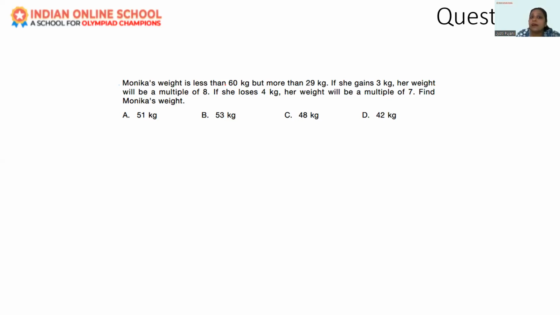They have said Monica's weight is less than 60. Less than 60 means it ends with 59. If they are talking about less than, we cannot take 60. They said less than 60, so I will continue till 59. But more than 29, so more than 29 will be 30. So it means Monica's weight is between 30 and 59. Okay, so this is your first step. Now they are saying if she gains 3 kg, her weight will be a multiple of 8. Multiple of 8 means it will be 8, 16, 24, 32, like this.